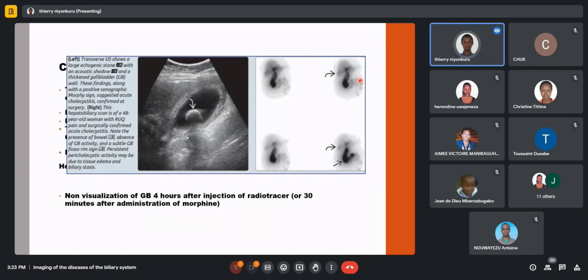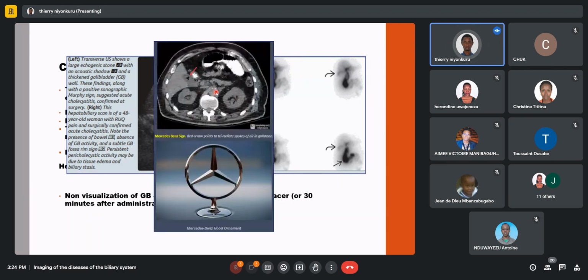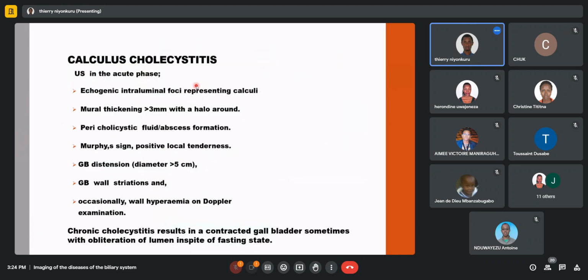So in acute cholecystitis, the bile is retained in the gallbladder. We start to call it chronic when there is distension of the gallbladder due to stasis of the bile and recurrent episodes or bouts of acute cholecystitis. On this CT, you can see the Mercedes-Benz sign at this level, where there is also surrounding pericholecystic fat stranding. There is also calculus cholecystitis.